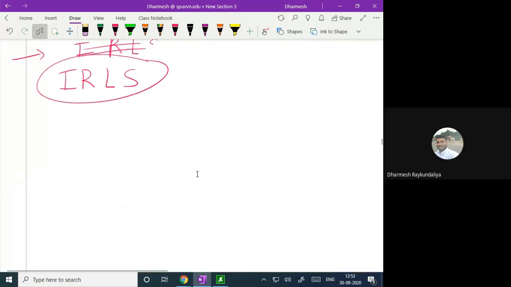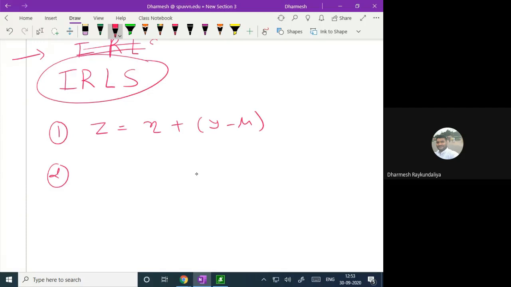Okay, iteratively reweighted least square methods. In iteratively reweighted least square methods, we are calculating two things. One is Z. Z is nothing but the adjusted dependent variable, a function of y. It is dη/dμ times (y minus μ) plus η, and the corresponding weight function is (dη/dμ) square into V. Okay, so V or V inverse, I think it is a V.